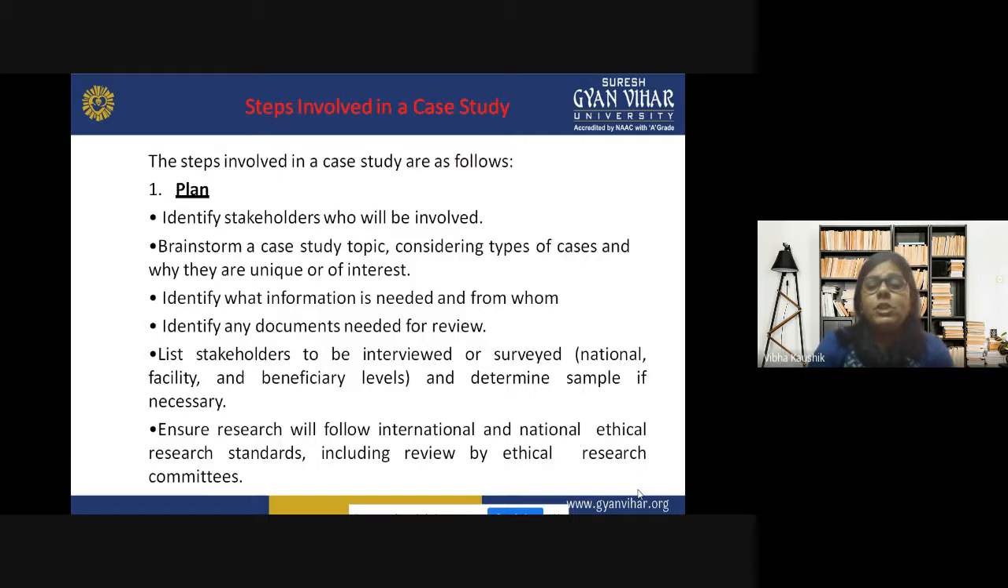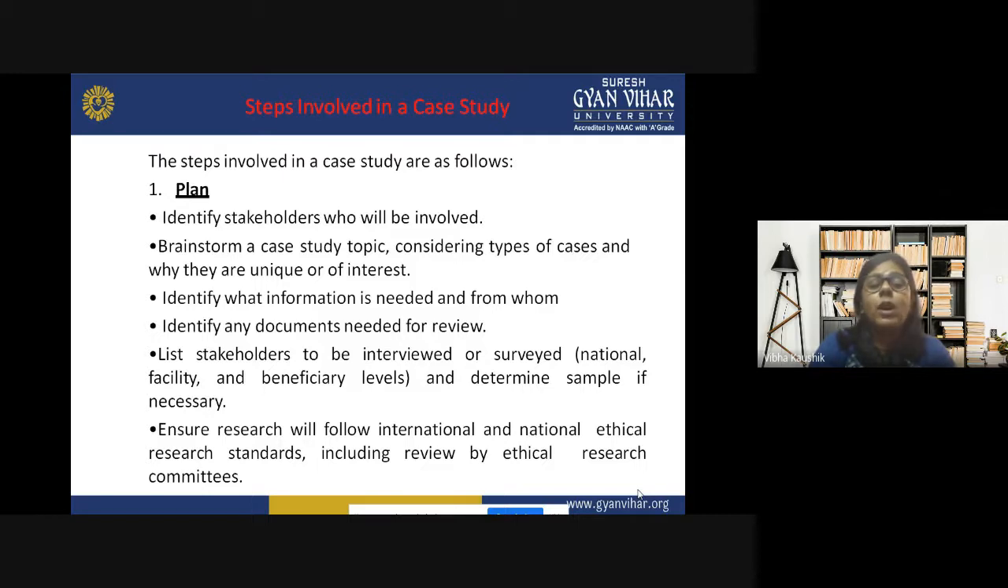Identify what information is needed and from whom. You have to identify what type of information is needed by you and from whom you will get that particular information. Identify any documents needed for review. You have to find out if any documents are needed by you for reviewing the particular case.